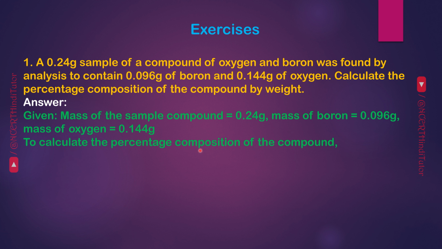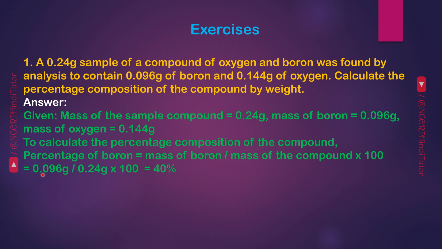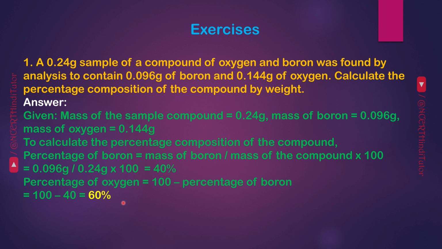To calculate the percentage composition of the compound, percentage of boron is equal to mass of boron divided by mass of the compound into 100. That is 0.096 gram divided by 0.24 gram into 100 is equal to 40%. Percentage of oxygen is equal to 100 minus percentage of boron. So 100 minus 40% is equal to 60%. Percentage composition of boron by weight is 40% and that of oxygen is 60%.